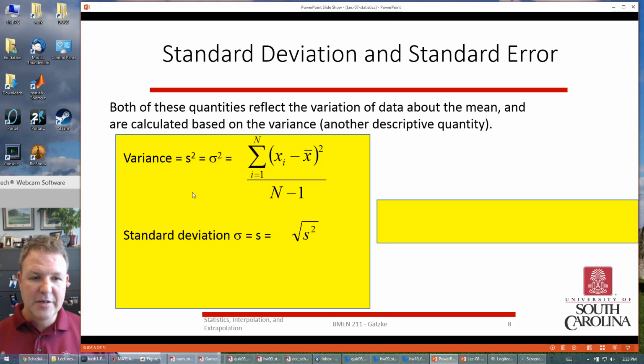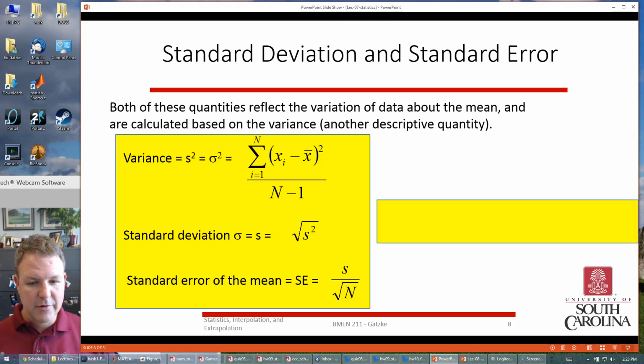The standard deviation is related to s squared or sigma squared. The standard deviation is just the square root of this variance. So once you calculate sigma squared or s squared, the standard deviation is just the square root of that value. Very easy. Now the standard error of the mean is sometimes reported. So you find the standard deviation and then divide by the square root of n.